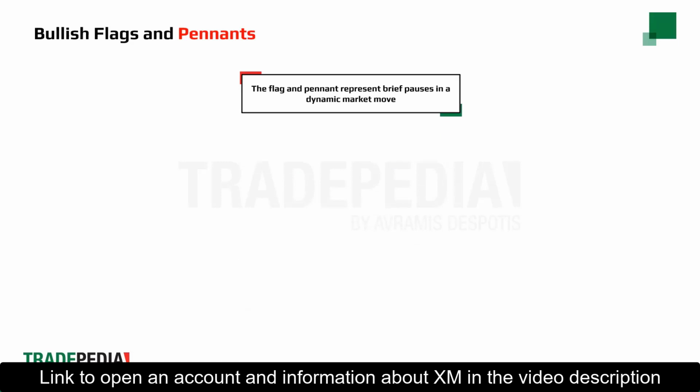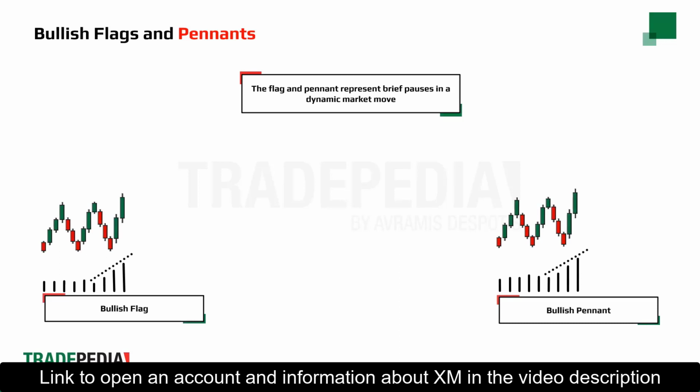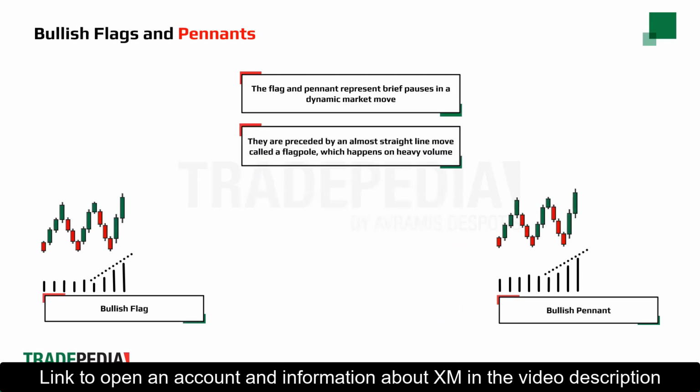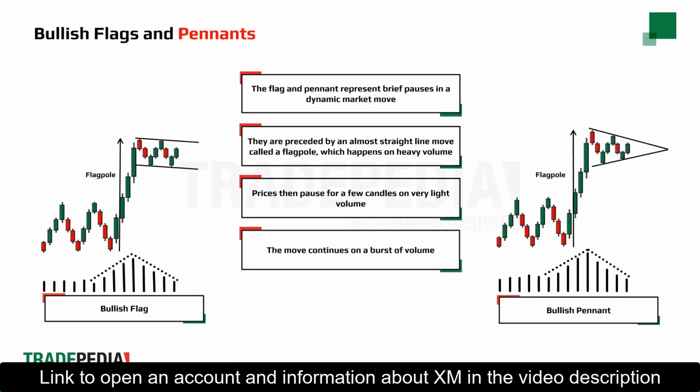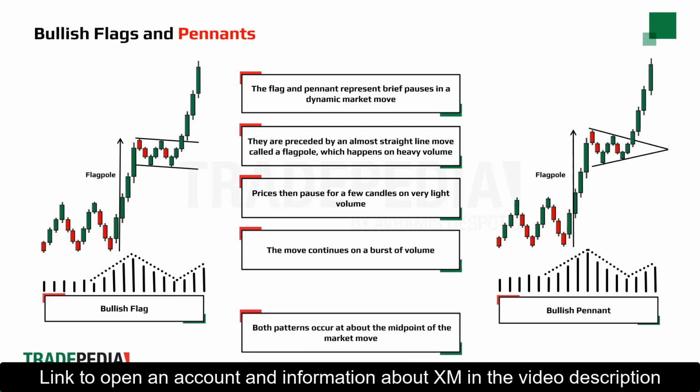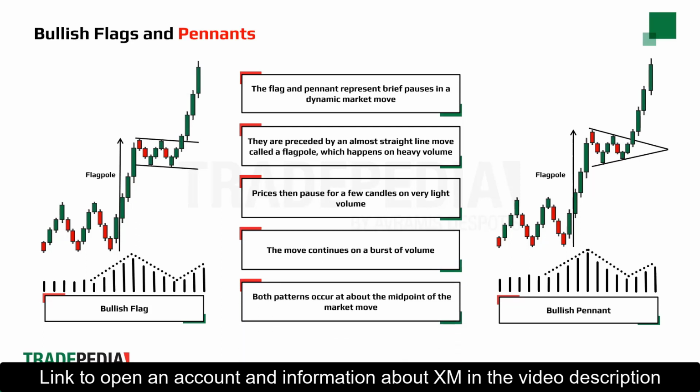Two other continuation patterns are the flags and the pennants. The flag and pennant represent brief pauses in a dynamic market move. They are both preceded by an almost straight line move, called a flagpole, which happens on heavy volume. Prices then pause for a few candles on very light volume. The move continues on a burst of volume. Both patterns occur at about the midpoint of the market move, which means the market is expected to move up at least the distance of the flagpole.